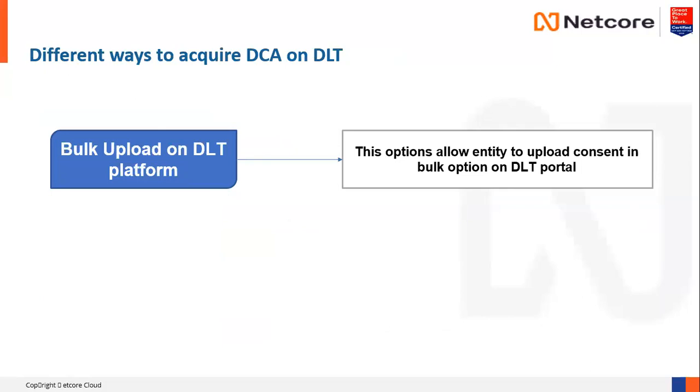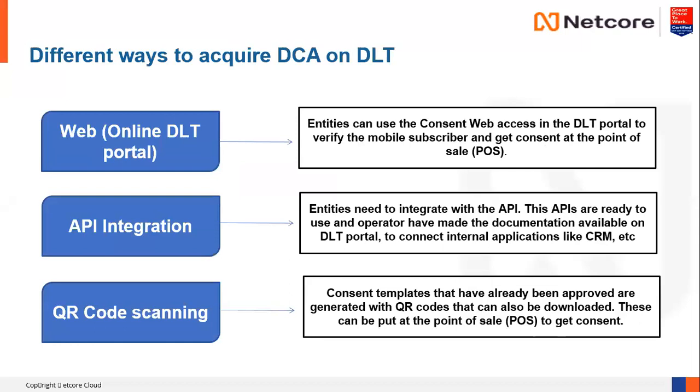The next method of acquiring the consent in a digital way is bulk upload on the DLT platform. Recently, some of the DLT operators have given the bulk option to upload the consent on the DLT platform. You can simply log in on the DLT platform and upload the mobile numbers, and the consent acquisition process will start. As of now, on the Vodafone VL portal, at a time you can upload 50K numbers. So these are the different ways using which a digital consent can be acquired by the entity.